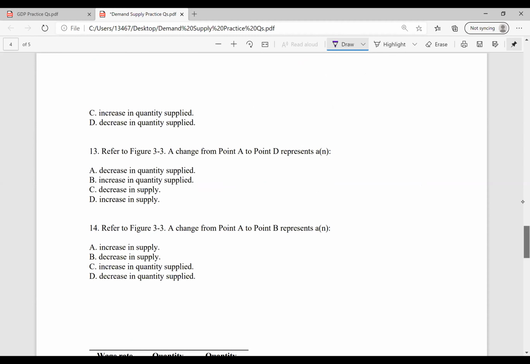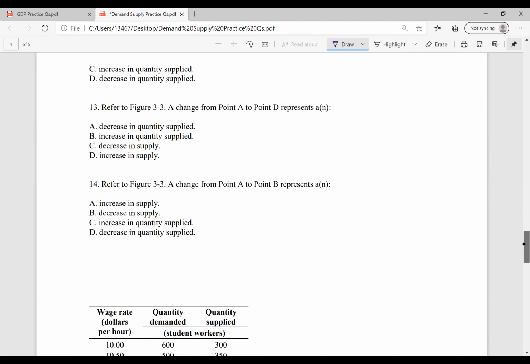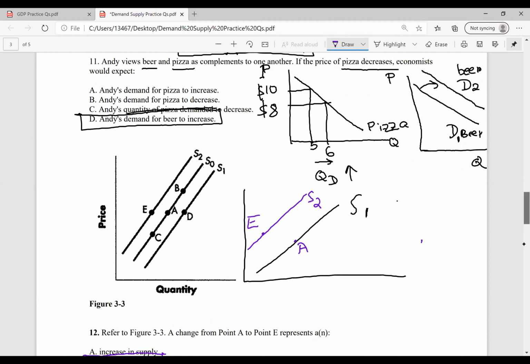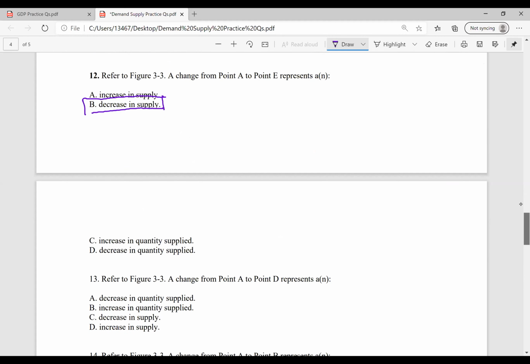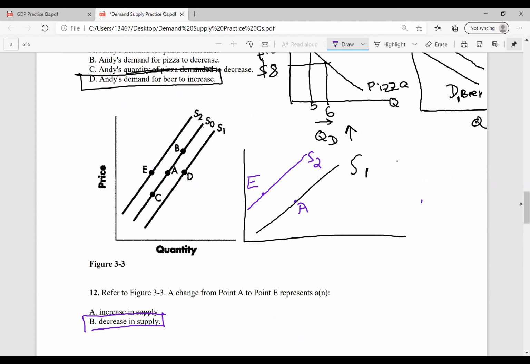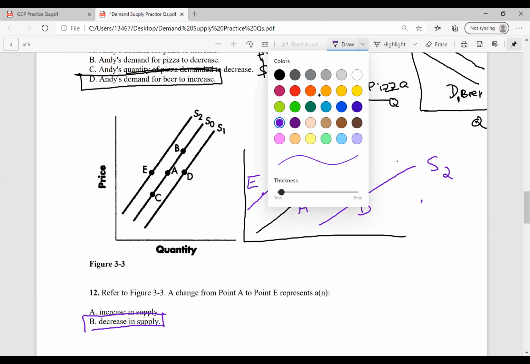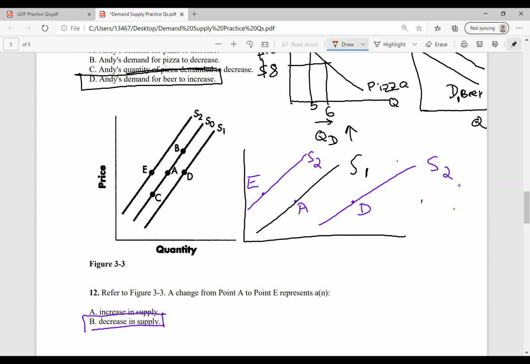All right. So the rest, 13 and 14, really depends on this one here. Now, question number 13 is telling me we are moving from A to D. If we move from A to D here, versus if we move from A to E.